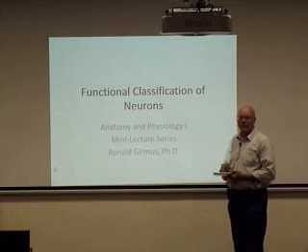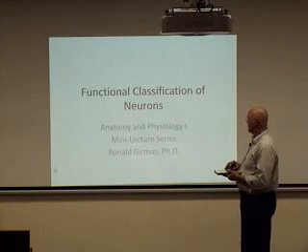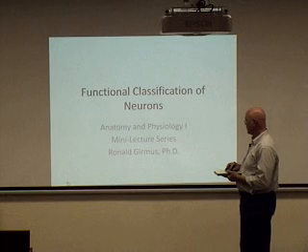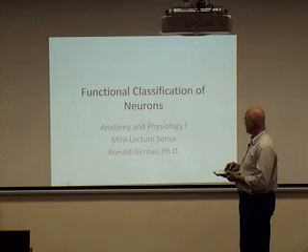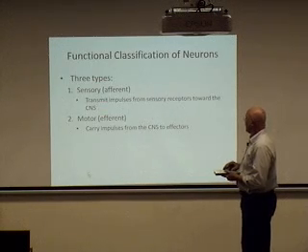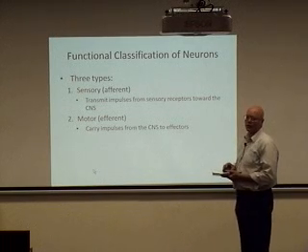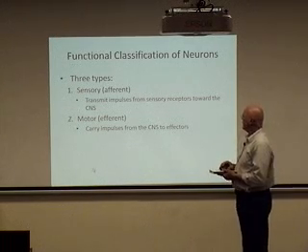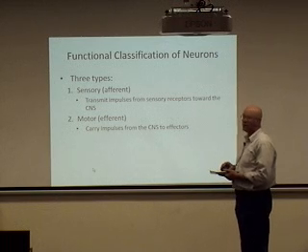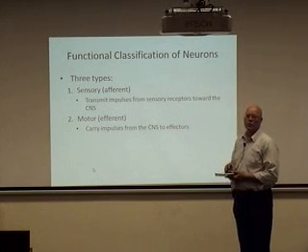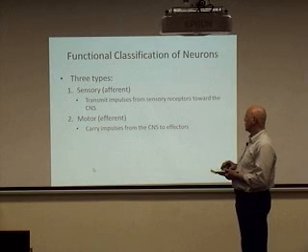Good morning, students. Today we're continuing our mini lecture series on the nervous system, and we're going to classify neurons in this particular segment. There are three types of neurons. There are sensory neurons, also known as afferent neurons, and these are going to transmit impulses into the central nervous system. Remember, the central nervous system is the brain and the spinal cord.